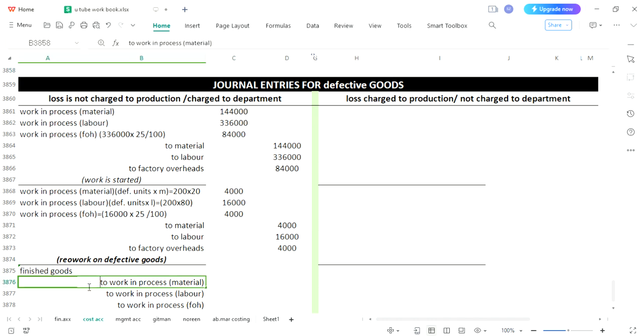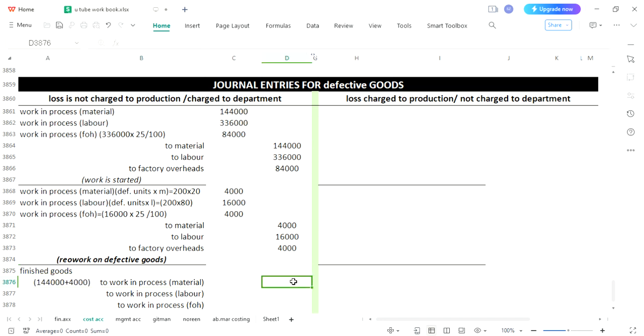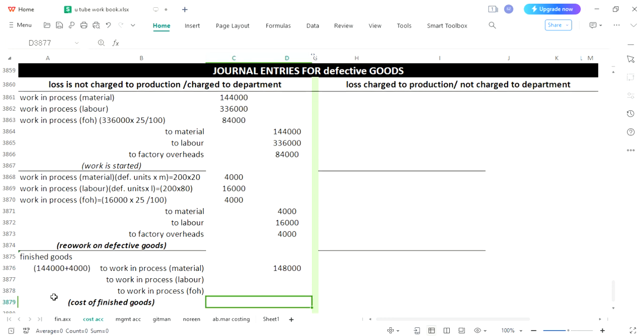So both are on the same side, it means they will be added. So here you can make it over here. The first amount was 144,000, and then the second amount was 4,000. So you will add both amounts to calculate work in process material. So here the statement was completed. Now we will put it on our calculator: 144,000 add 4,000. In this way you will calculate the first amount. The method is similar for the remaining two entries as well.